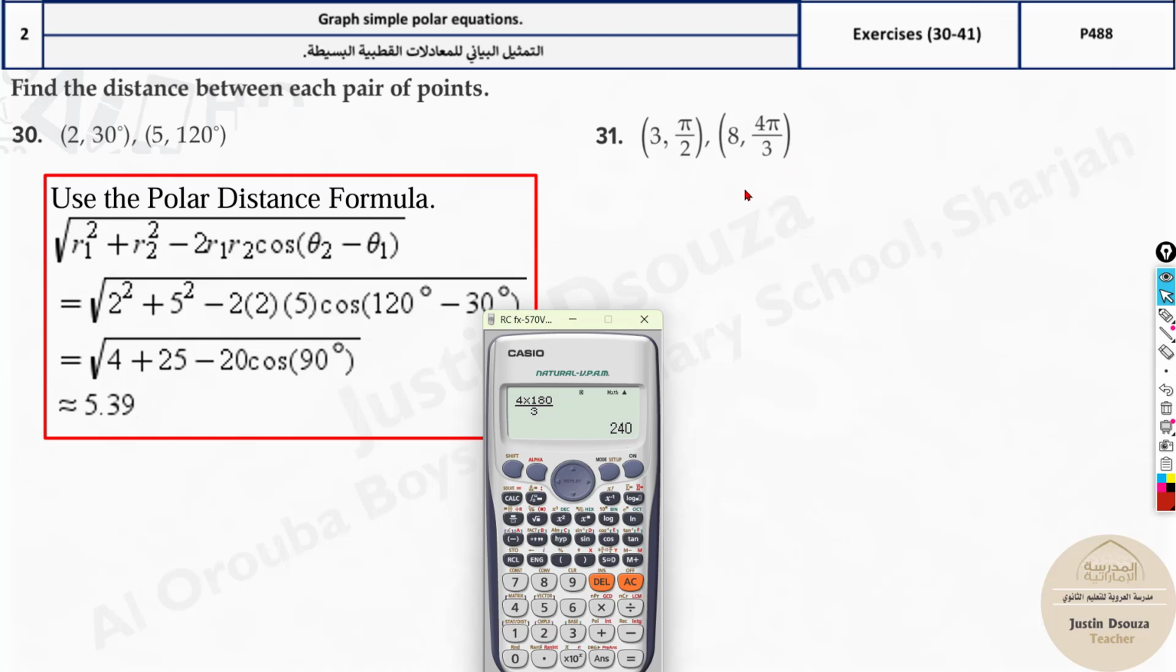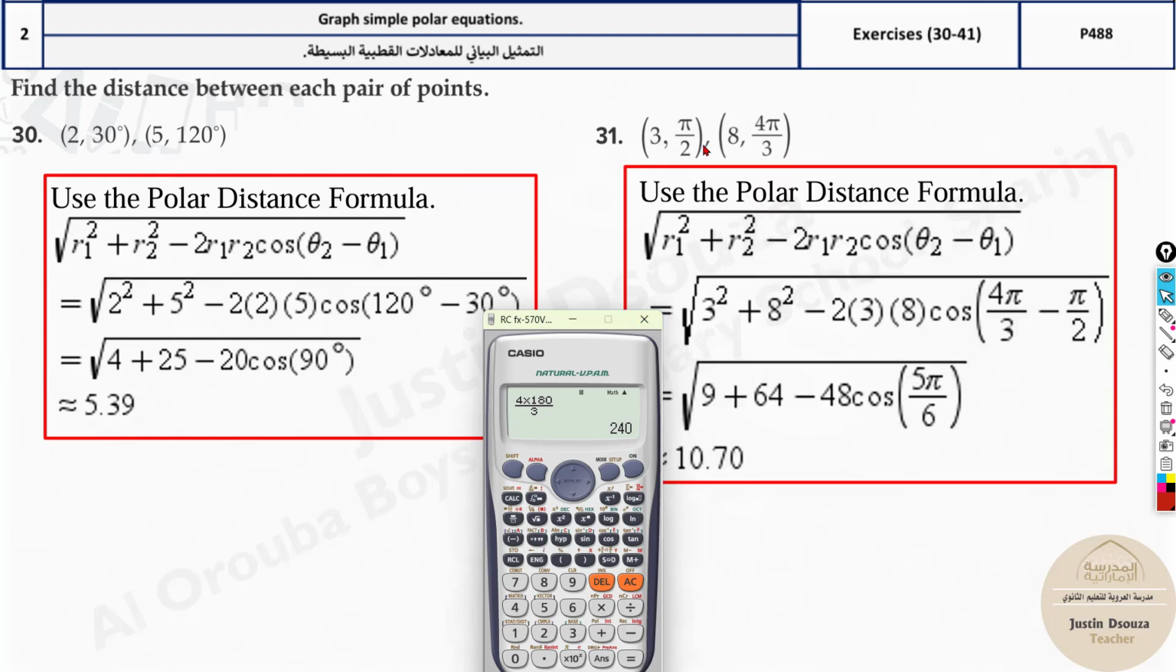And the answer is 240. So use 190 and 240 degrees here and solve it up. You will get the correct answer itself. Let me show you. So it's the square root of radius 1, which is 3 squared plus 8 squared minus 2 times 3 times 8 times cos of theta 2, which is over here, 240 minus 90, close the brackets, and the answer is 10.70.